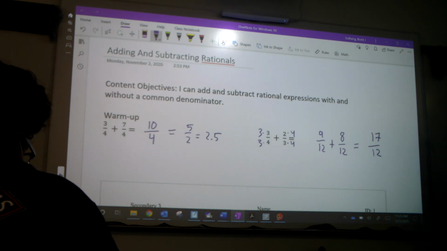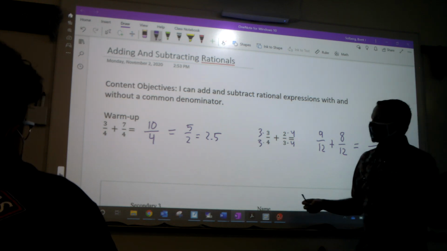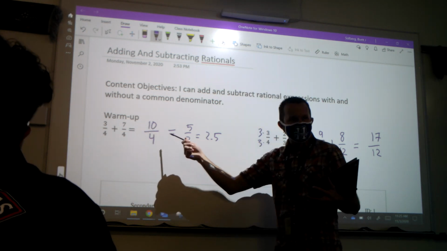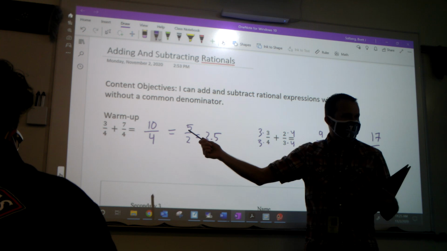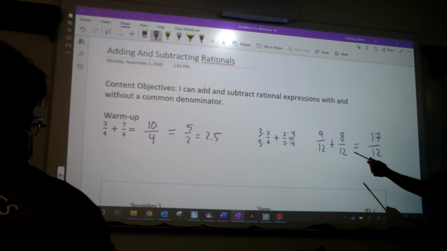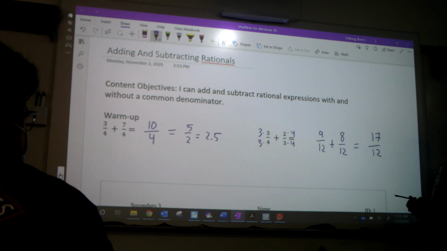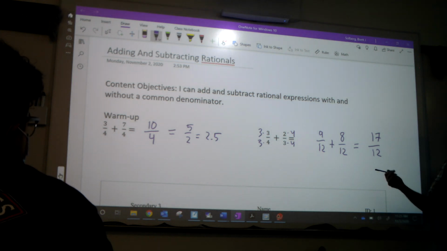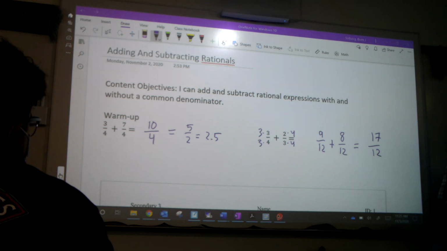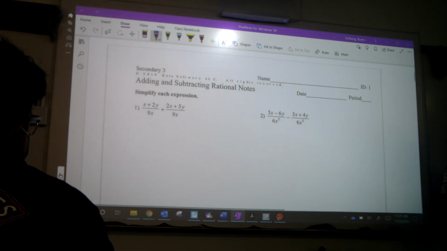Okay, guys, this is what we're going to be doing today. You're going to add rational expressions. Well, if it has a common denominator, then what do you do? Add the numerators, right? What if you don't have a common denominator? Then you make it have a common denominator, and then you add the numerators. Okay? So, let's actually do 2 easy examples.